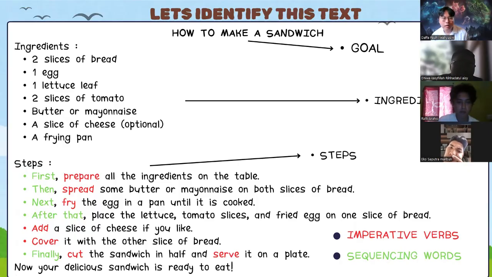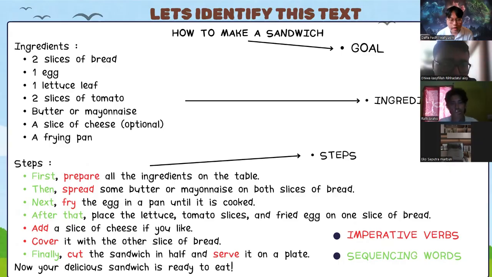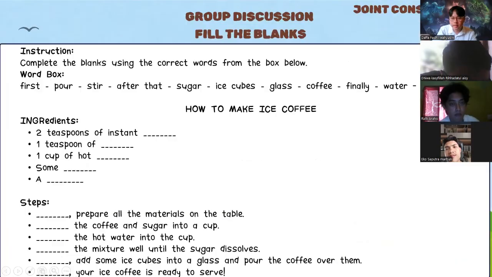as the question, at the top is the goal. The goal is how to make a sandwich, and there are the ingredients and the steps. And the imperatives of this text are prepare, spread, fry, add, cover, cut, and serve. And the sequencing words are first, then, next, after that, and finally. All right, thank you very much for your participation and answers. Let's move to the next.